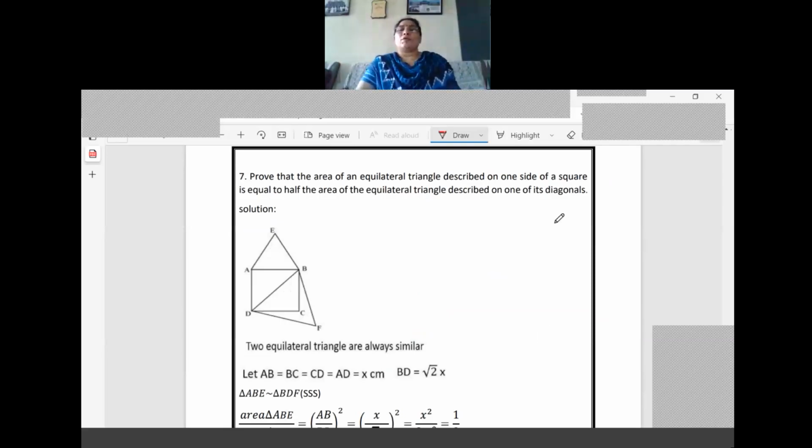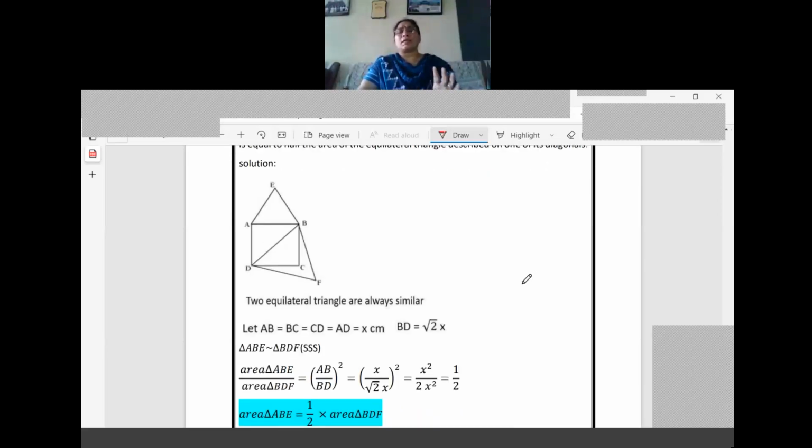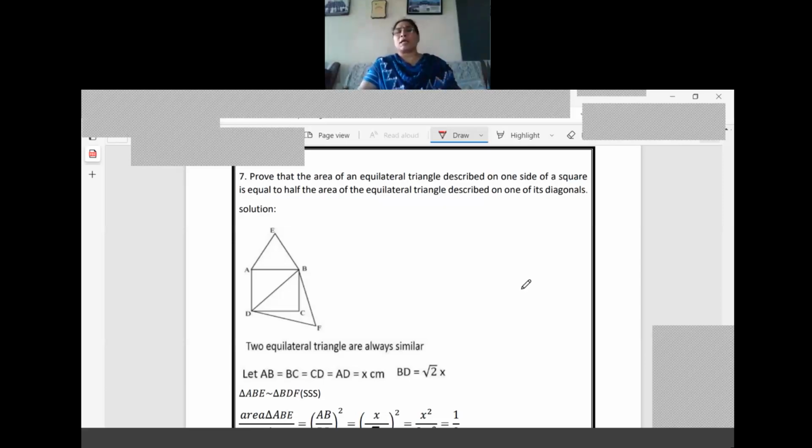Prove that the area of an equilateral triangle described on one side of the square is equal to half the area of the equilateral triangle described on one of its diagonals. Here both are equilateral triangles only. Both are described on the square.